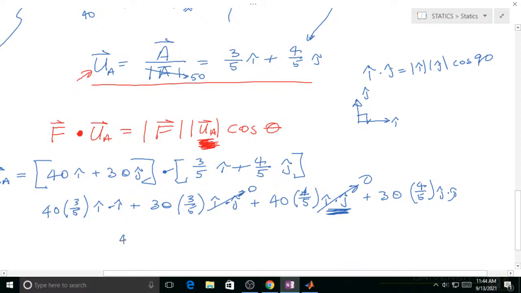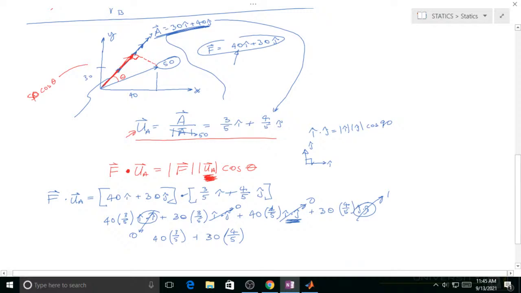So what you end up with is 40 times 3/5. And what's I dot I? Well, if you're looking at the angle between I and I, it's 0. So it turns out that I dot I is just equal to 1. J dot J is equal to 1. So it turns out that the component that's projected back there in this picture, in other words, that 50 times the cosine of whatever that angle was, is just that.